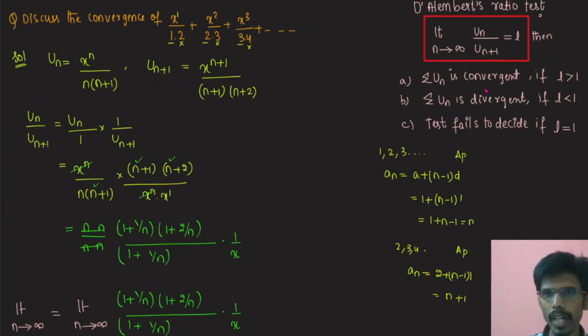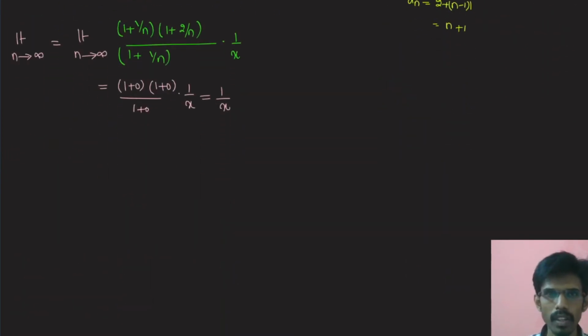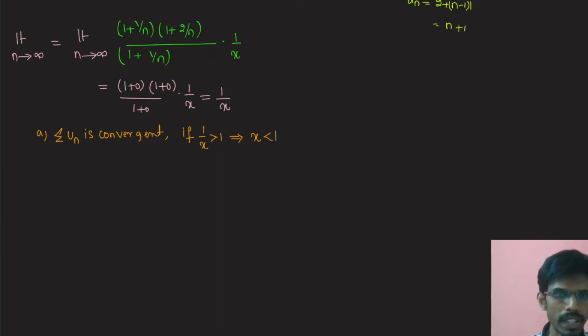Now by the statement of D'Alembert's ratio test, the given series sigma un is convergent when this limit, 1 by x, is greater than 1, which implies its reciprocal x will be less than 1. Greater will become less if we take reciprocal. Next, sigma un is divergent if 1 by x is less than 1, which implies x greater than 1.